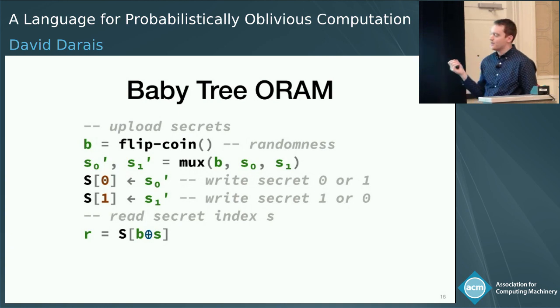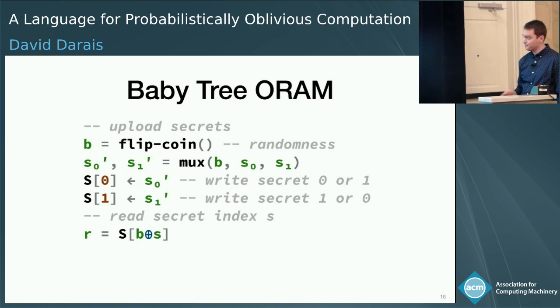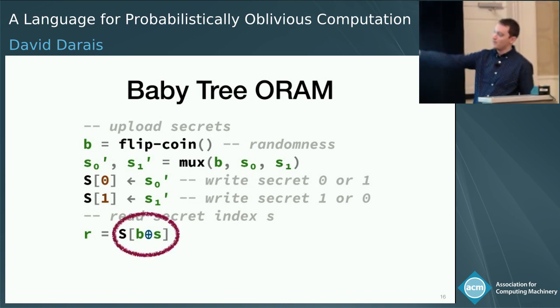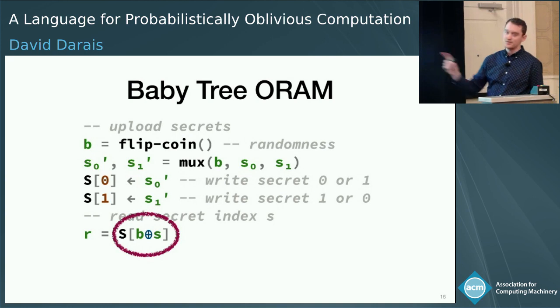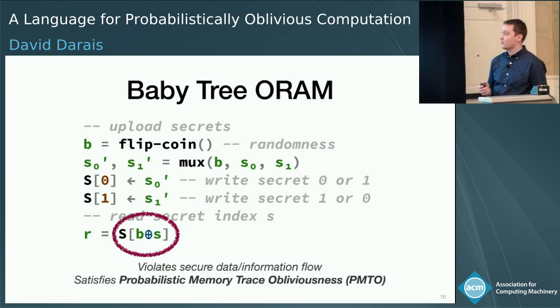And now we can access our secret index S by XORing it with the secret bit. All right, so this has the right functional correctness property, retrieves what we want, and it's secure. And in particular, it's secure in a strange way in that there is a direct data dependence between the secret that we're trying to hide, which is S, and the thing that the adversary sees, which is the index. So just a straightforward data dependence analysis or property is not going to be relaxed enough to let this program go through. But it is secure in a probabilistic sense, in that it satisfies PMTO.